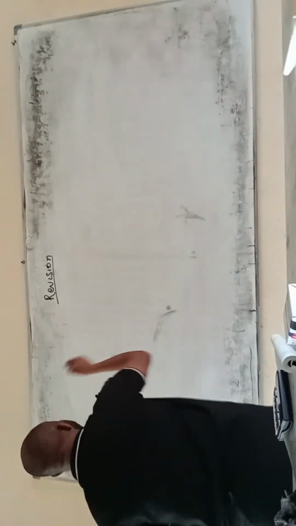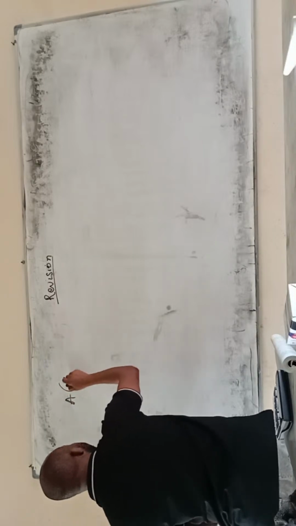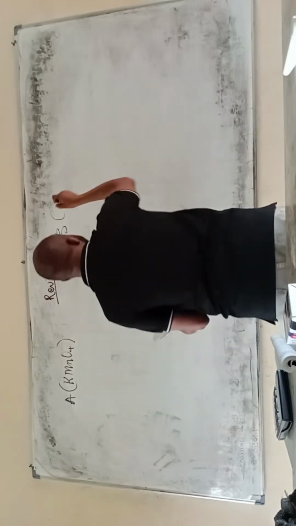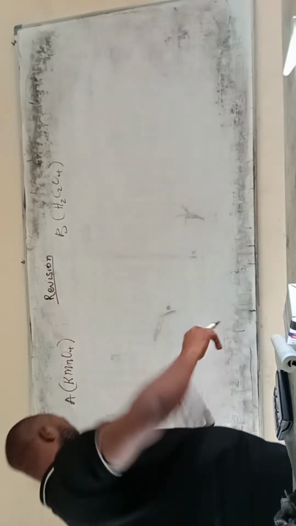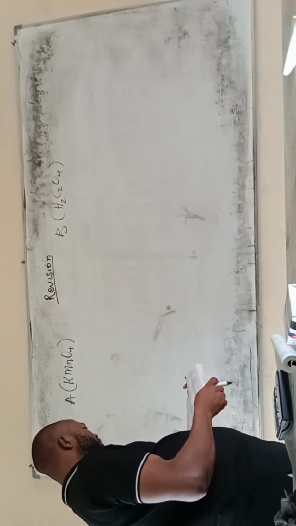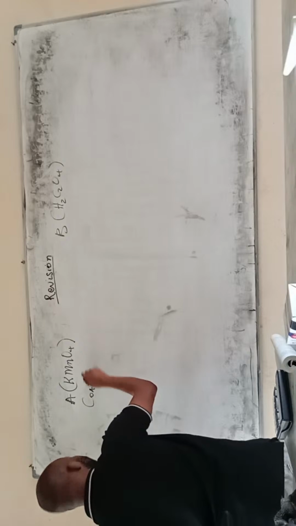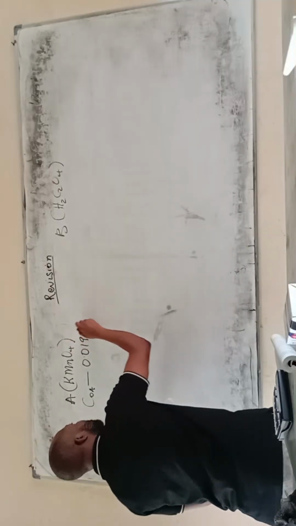So we are going to list out the two things which we are going to be dealing with. We have our A, which is KMnO4, and let's call this B, which is ethanedioic acid, H2C2O4. Okay, now let's go down. It's a 0.019 solution in the burette of the KMnO4. That is the concentration of the oxidizing agent. The concentration of the oxidizing agent is 0.019 mole per dm cubed.